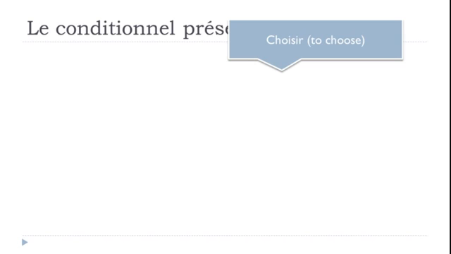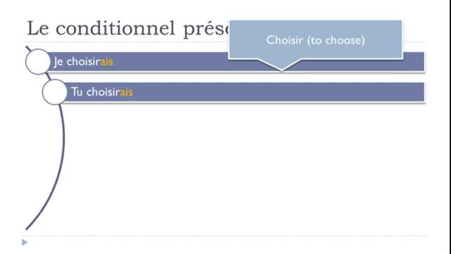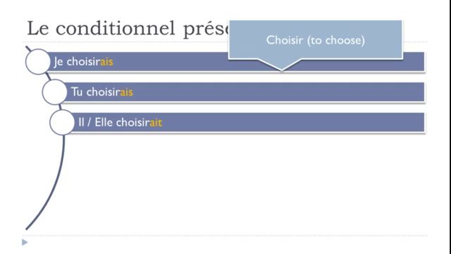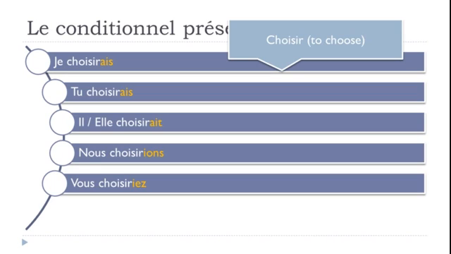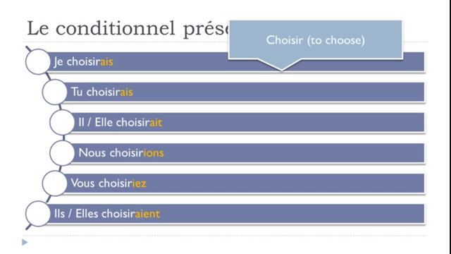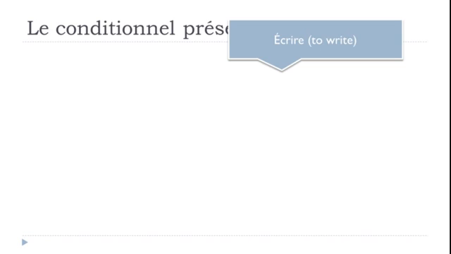Second example, choisir from the second group of verbs. Choisir is to choose. Je choisirais, tu choisirais, il choisirait, elle choisirait, nous choisirions, vous choisiriez, ils choisiraient, elles choisiraient. Okay, not that difficult.